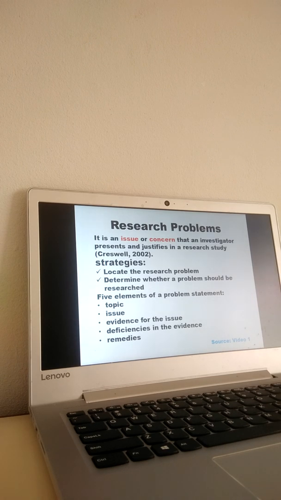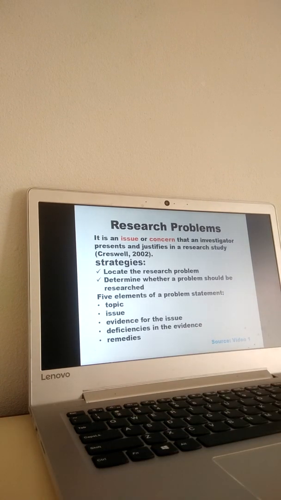And then there are the deficiencies in the evidence. After you read the literature and materials, you should find the deficiencies in the evidence. In this body of evidence, what is missing and what do we need to know more about the topic? And finally, the remedies for these deficiencies. That means how to address these problems and what we will do for select audiences. So it means who can benefit from your research study.